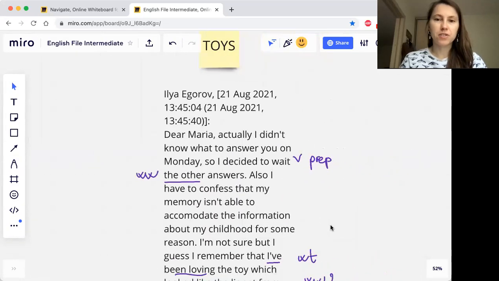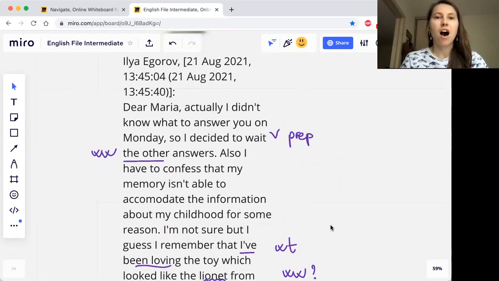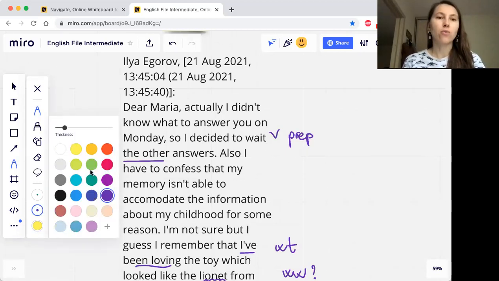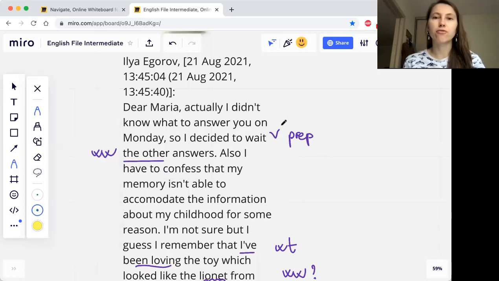Let's start with the first answer. There was a sentence: to answer on Monday, so I decided to wait the other answer. So let me find my pen. Okay, so the first is when you use the verb to wait, ждать, ожидать кого-то, чего-то. In Russian, we don't use any preposition, but in English it is quite necessary. So we need to add: wait for something or somebody. To wait for.